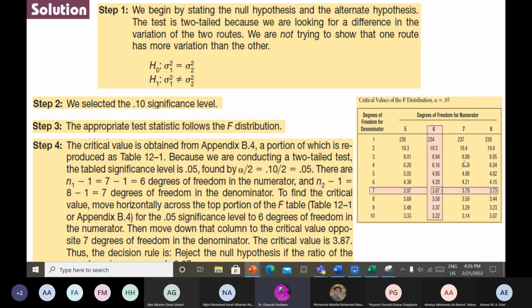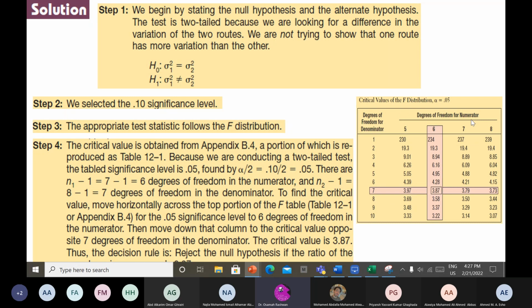So yes, this is an F table. You will go for the numerator degree of freedom, and I prefer to use the sample with the bigger variance. And the denominator, I will use the sample with the smaller variance. The degree of freedom of the denominator is down the side, and the degree of freedom of the numerator is across the top. So I have 7 and 6. I'll go for 7, 6. Remember, if you have 6 and 7, you will have a different value. So please be very careful.